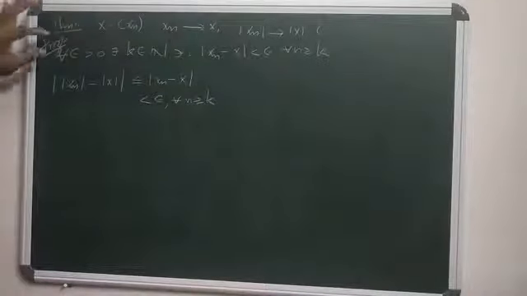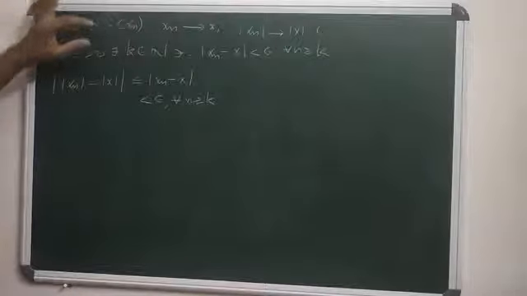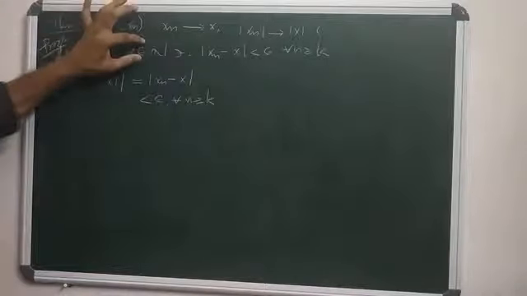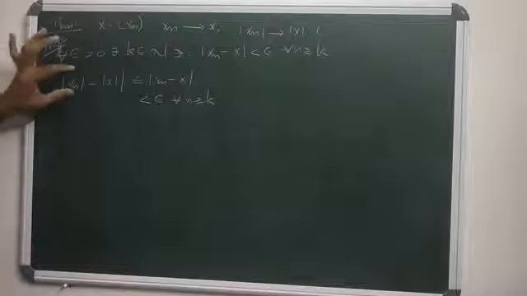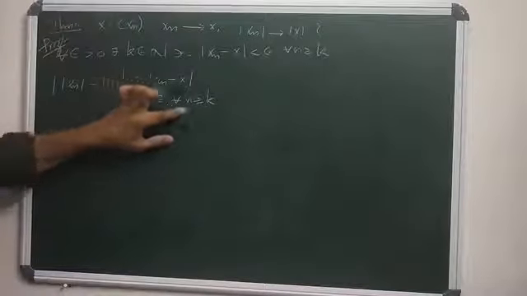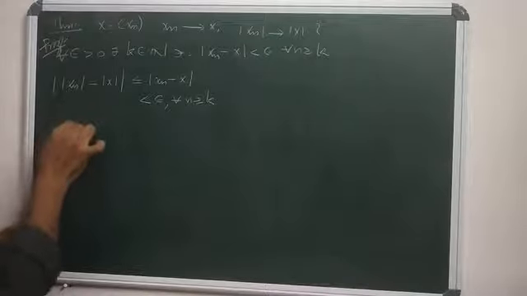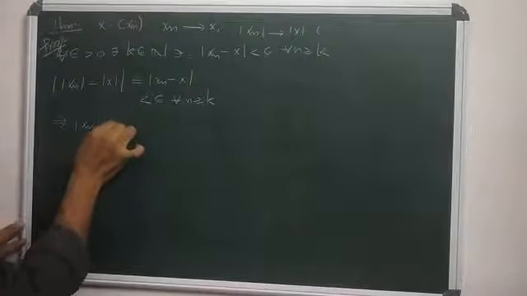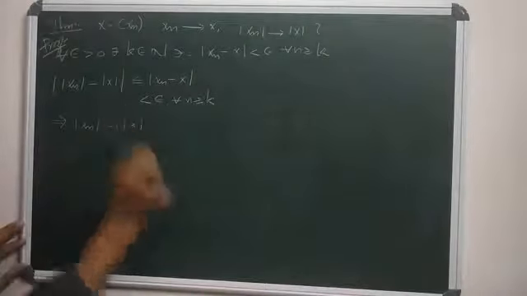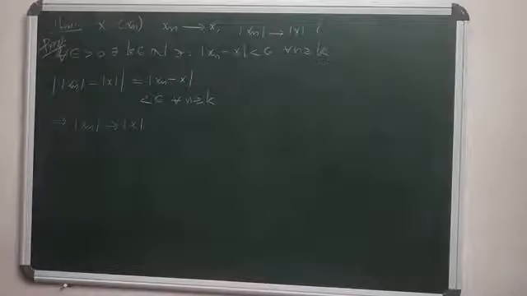So finally, for all epsilon positive, there exists a k in N such that ||xn| - |x|| < epsilon for all n >= k. So you can say that from here, ||xn| - |x|| < epsilon means |xn| converges to |x|. That is, when xn converges to x, then |xn| converges to |x|. Agreed? Okay.